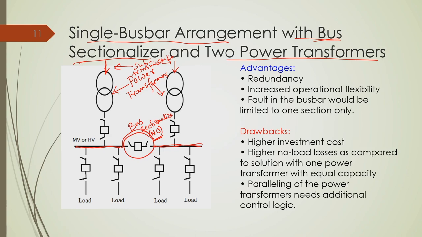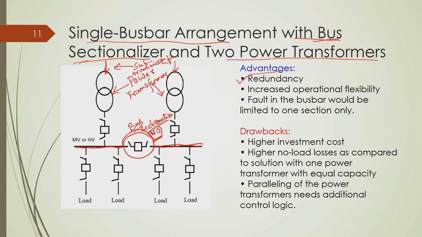Compared to the previous single busbar system, you can see here we have only one bus, but it is split into two parts by the bus sectionalizer, which is a normally open switch. That means initially it will be kept off. Now, what is the advantage of this?